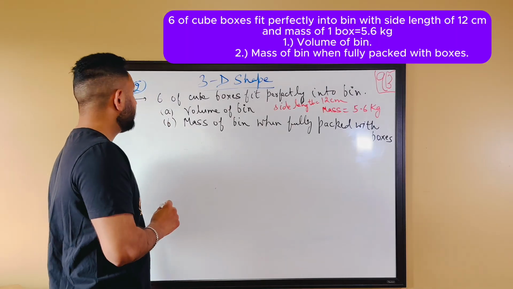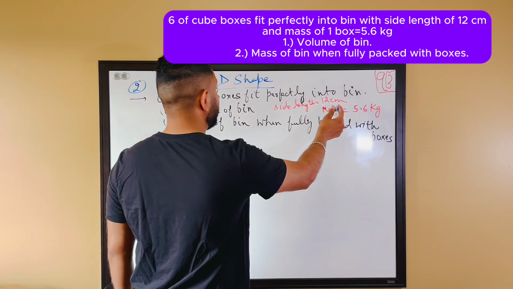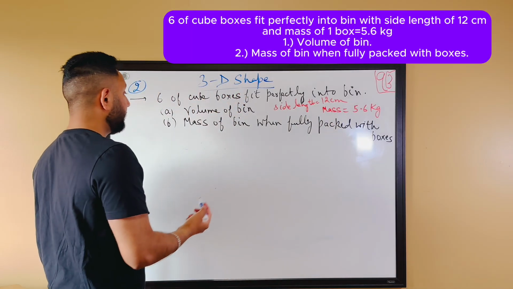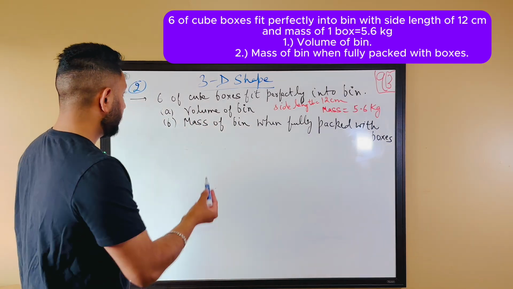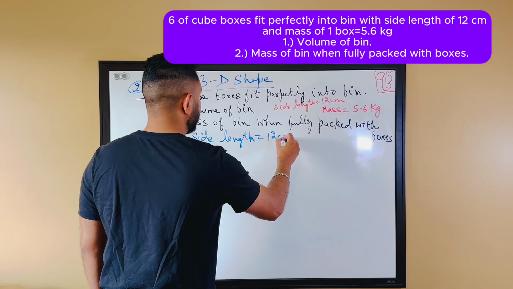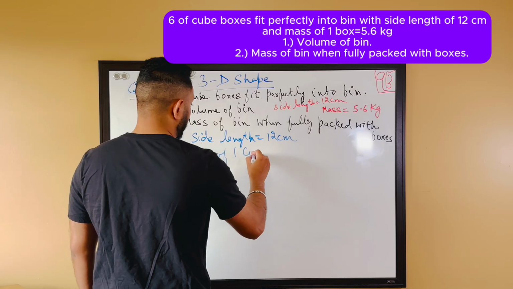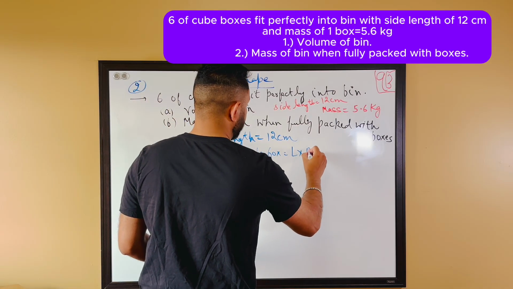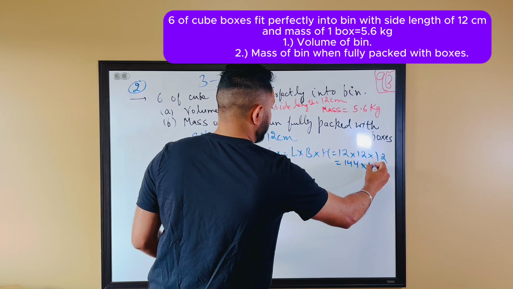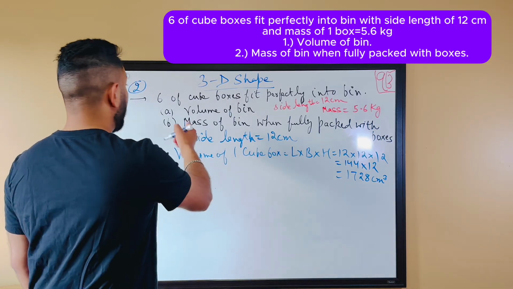So now jump to the second example. 6 cube boxes fit perfectly into a bin, and we are given the side length of 12 centimeter, that is the side length of 1 cube box, and also the mass of 1 cube box is 5.6 kg. And what we need to find out first is the volume of the bin. As we are given the side length of 1 cube box, 12 centimeter, and all the sides of the cube are equal, the volume of 1 cube box will be length into breadth into height, which is 12 into 12 into 12. So it comes out to be 1728 centimeter cube.